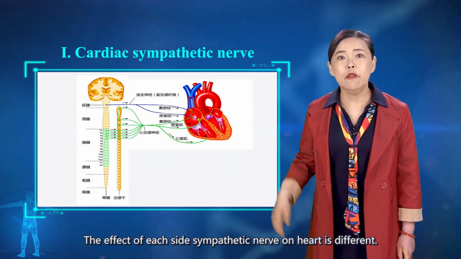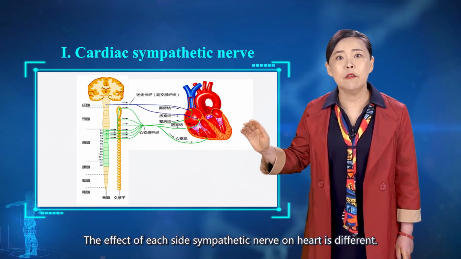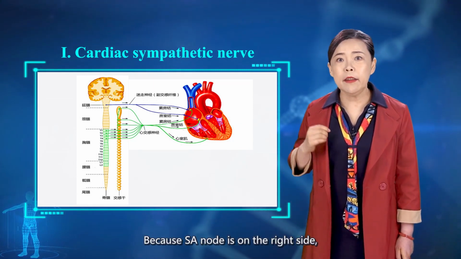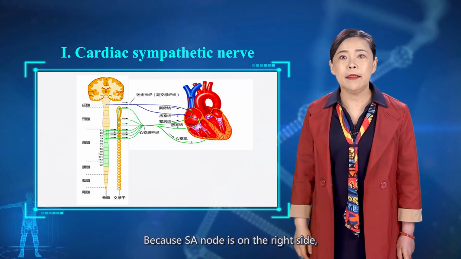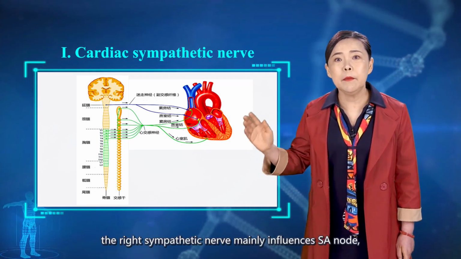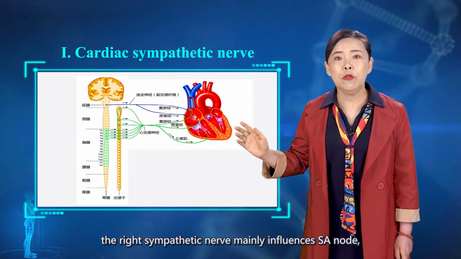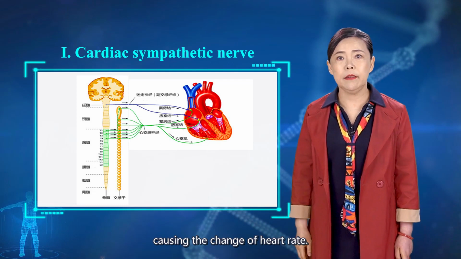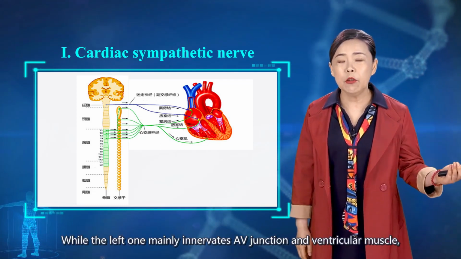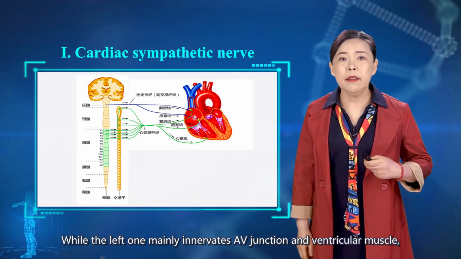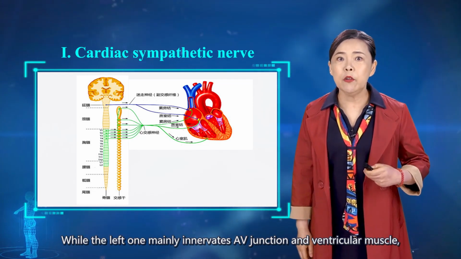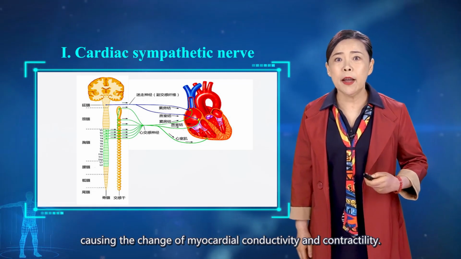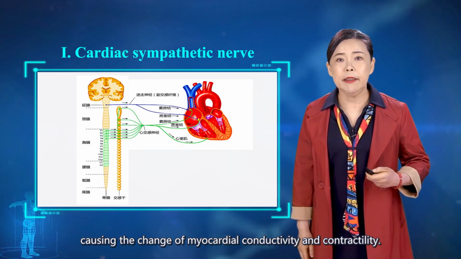The effect of each side of the sympathetic nerve on the heart is different. Because the SA node is on the right side, the right sympathetic nerve mainly influences the SA node, causing the change of heart rate, while the left one mainly innervates the AV junction and ventricular muscle, causing the change of myocardial contractility and conductivity.